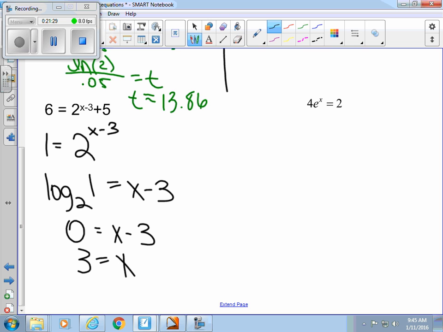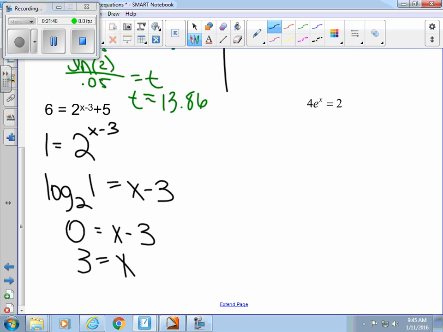3 is x. So 2 to the 3 minus 3 is 2 to the 0 power. It means 0 power is 1. 1 plus 5 is 6. You did a good job. Don't forget you can check your answer on anything by plugging it in. And one more like this.